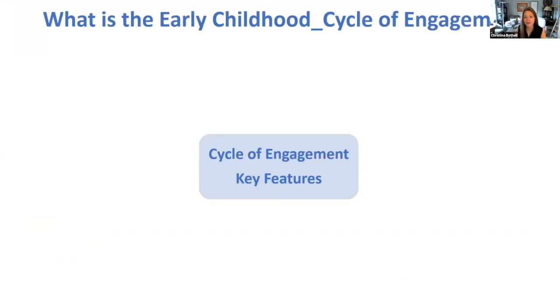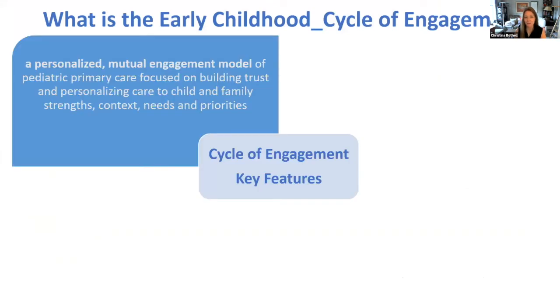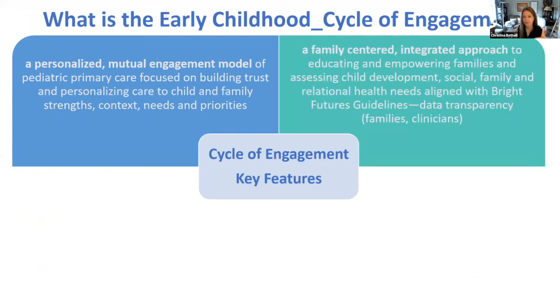So what is the cycle of engagement? The first thing is it's a personalized mutual engagement model that really values both the provider's need for information and the family's need to provide that, and that trust building in relationship. It's a family-centered integrated approach.